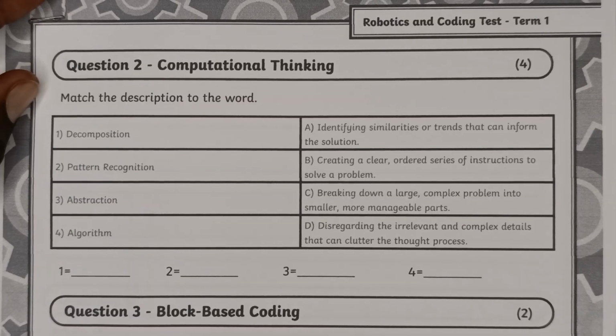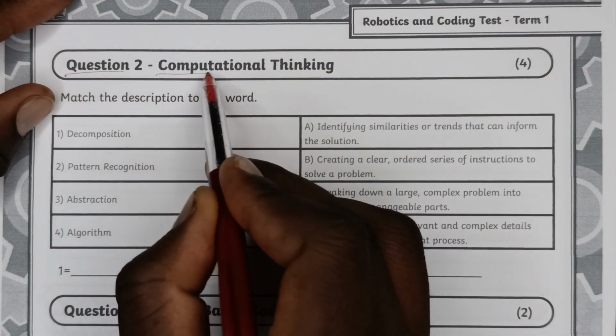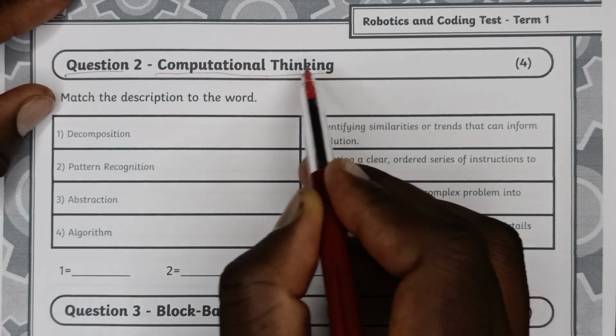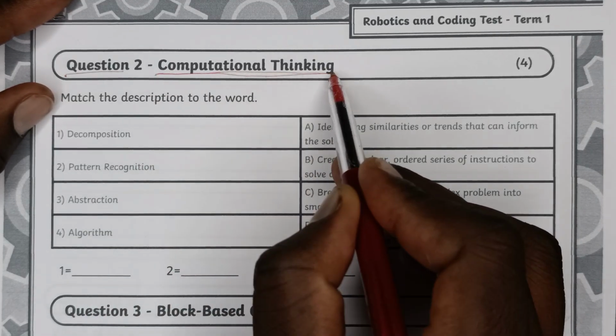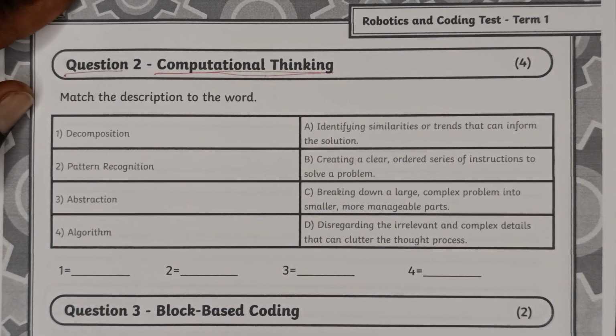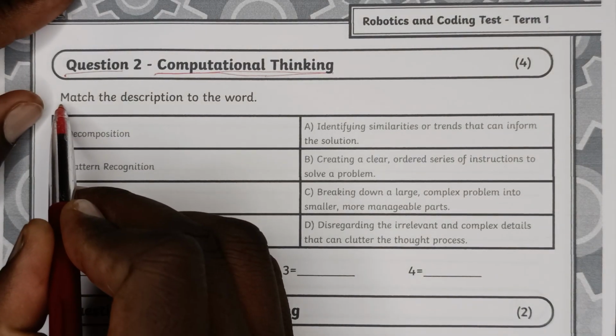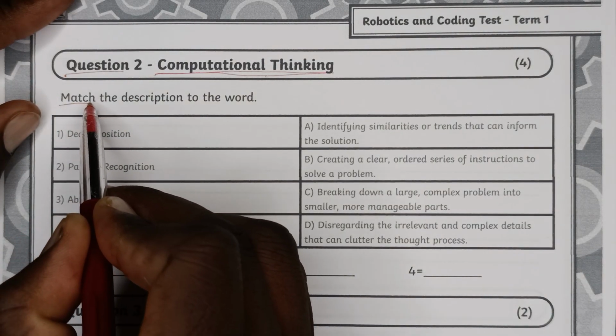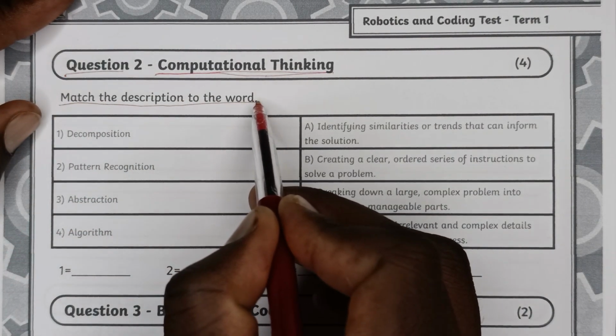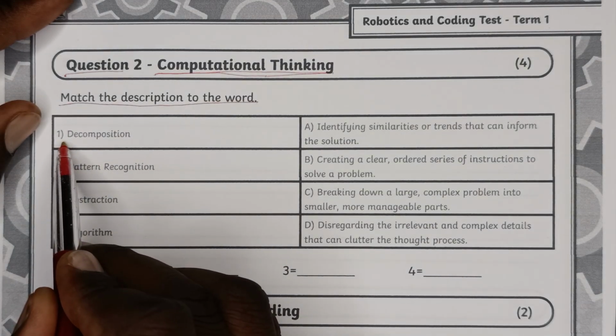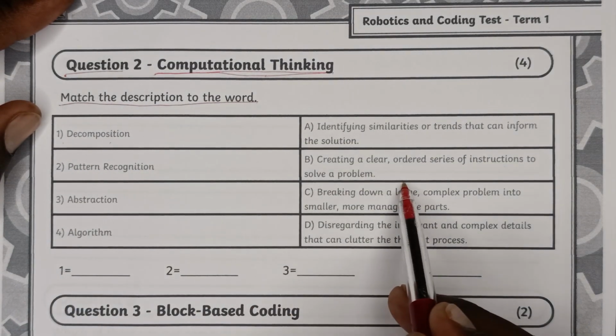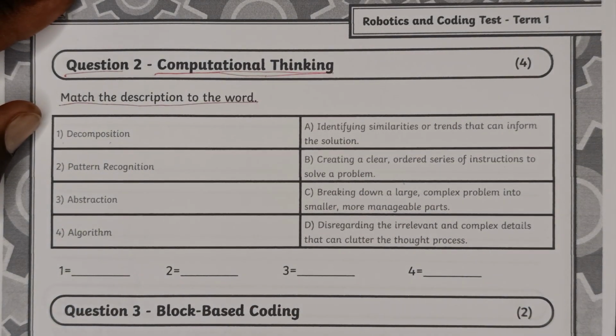So now we get to question 2, and question 2 is computational thinking. Under computational thinking, we are expected to match the description to the word. Here we are given words, and we're supposed to match them with the description in the other column.